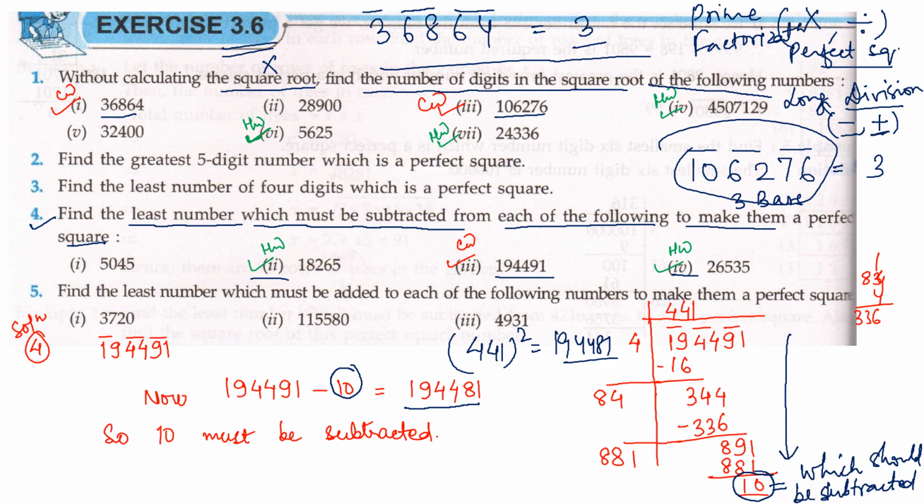Now one question is here: greatest and least number of 4 digits which is a perfect square. This is a very technical question. We will talk about it in the next class or maybe in the live class.